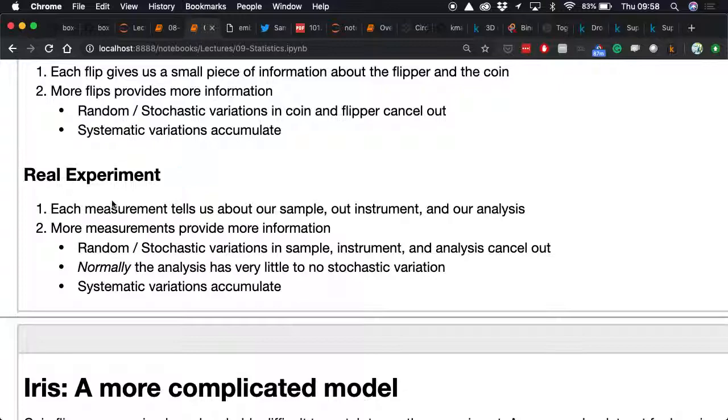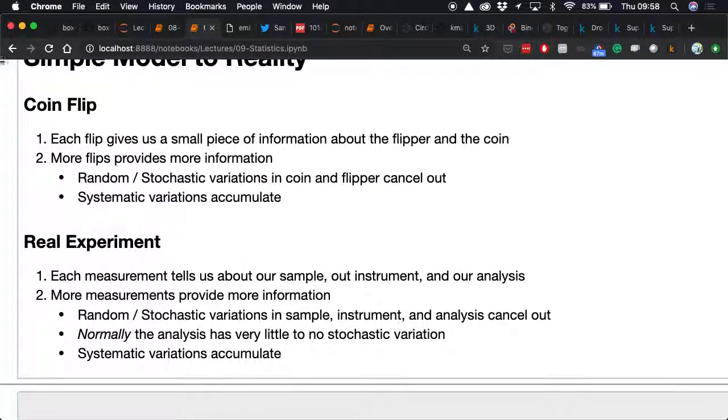And the same thing occurs with real experiments. Each measurement tells us more about our sample, our instrument, and our analysis. And more measurements provide more information. The first line there is quite key. It's the same with the coin flip, in that you're not measuring anything independently. With a coin flip, if you have someone who gets 10 heads, you can't easily say if it was how they flipped it or if it was the coin. You have everything mashed together in just that observation that you're getting.